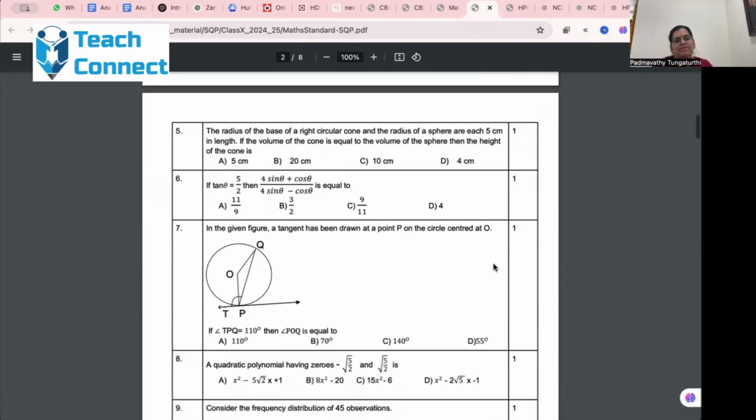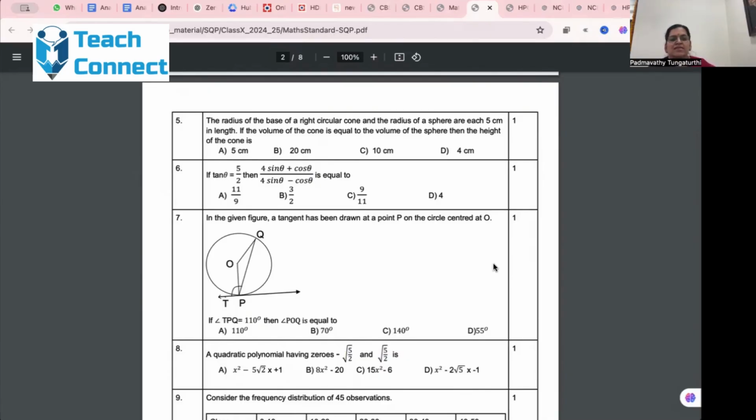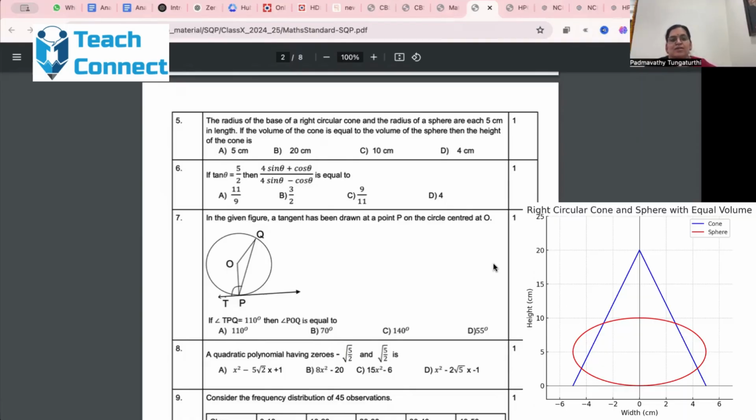Question number 5. The radius of the base of a right circular cone and the radius of the sphere are each 5 centimeters in length. This is what the formula is to be known. Therefore, the volume of the cone is equal to the volume of the sphere. Can the student know the formula?